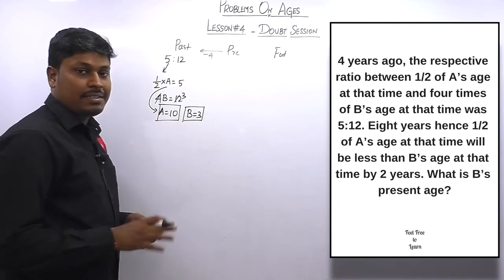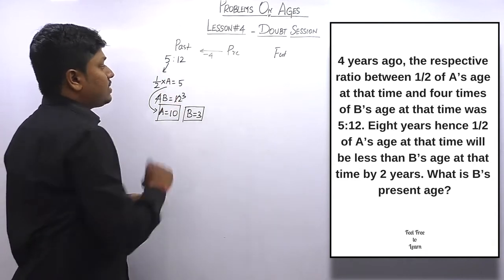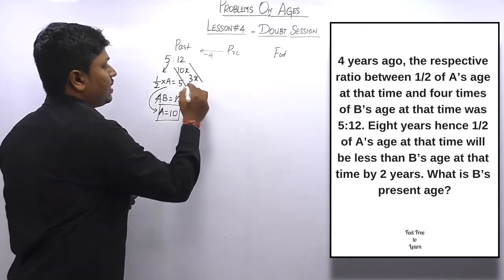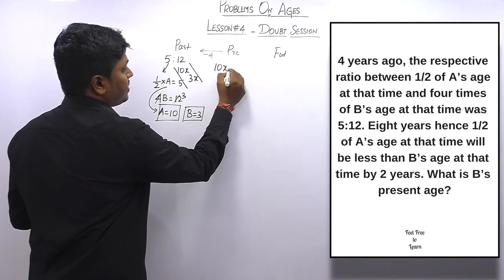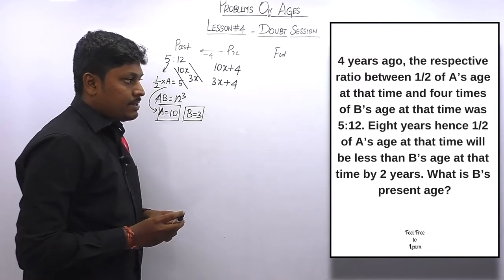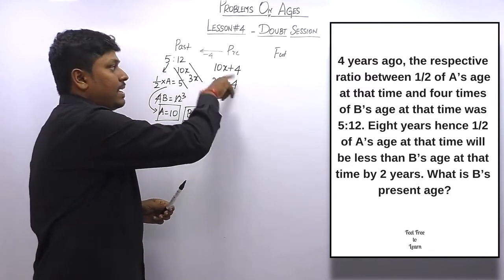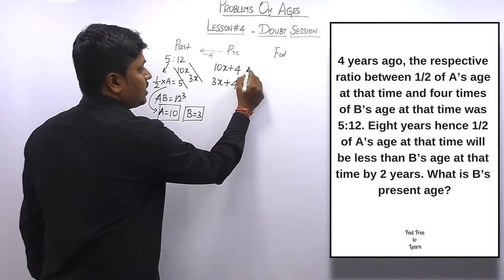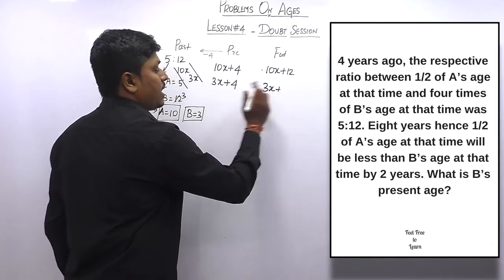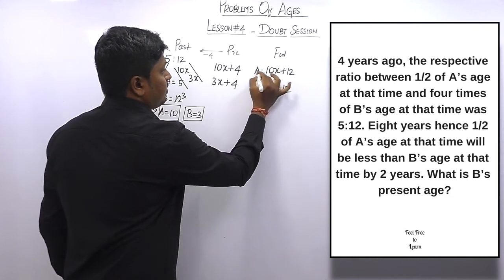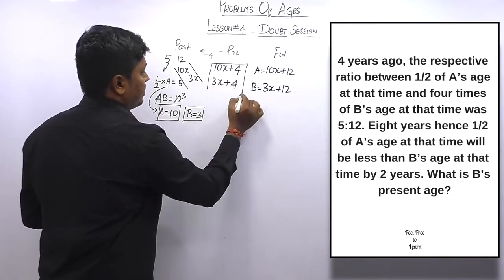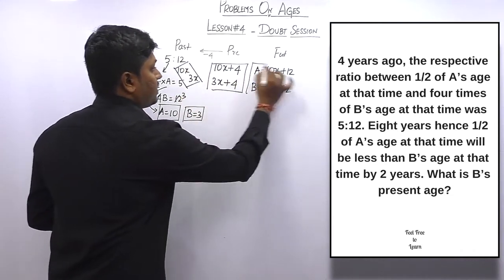So let me keep it as 10x and 3x. So 10x and 3x will be the past. After 4 years, definitely A's age will be 10x plus 4 and B's age will be 3x plus 4. And the next point they are saying is 8 years hence. So from the present, again 8 years hence, that is they are talking about the future. So add 8 here, that is 10x plus 12. B's age will be 3x plus 8 plus 4, that is 12. So A's age will be 10x plus 12 and B's age will be 3x plus 12. That is the future, this will be the present, and this is the past.